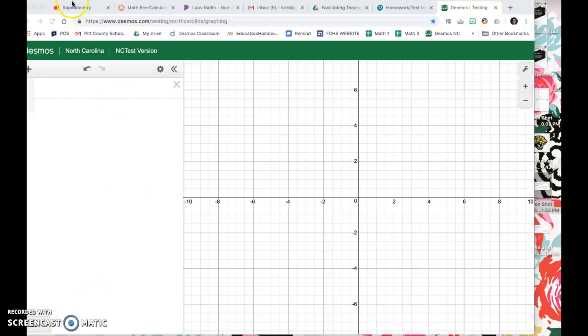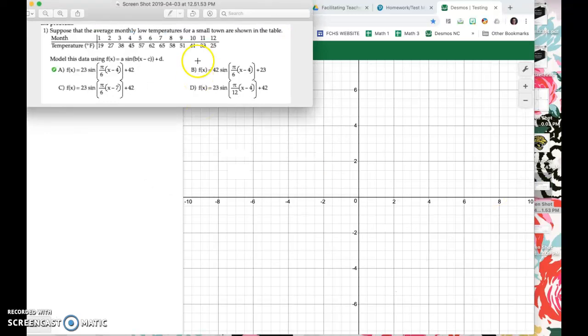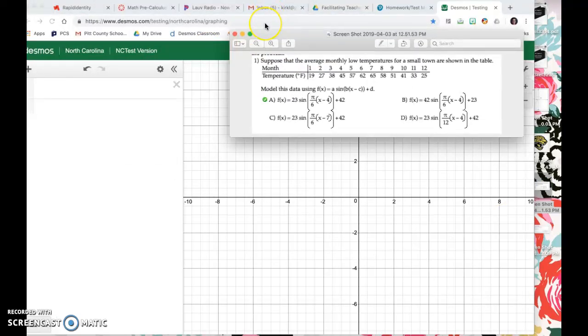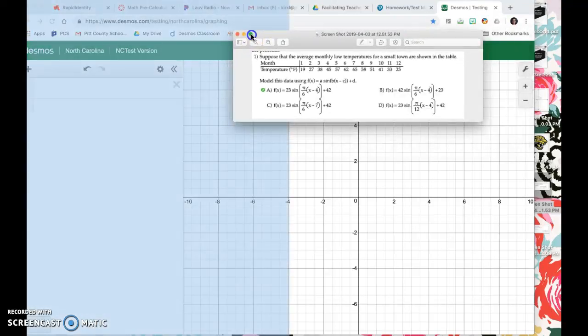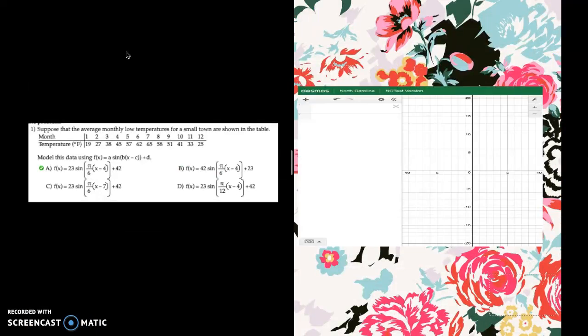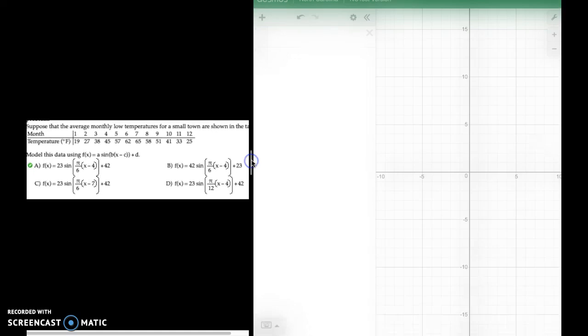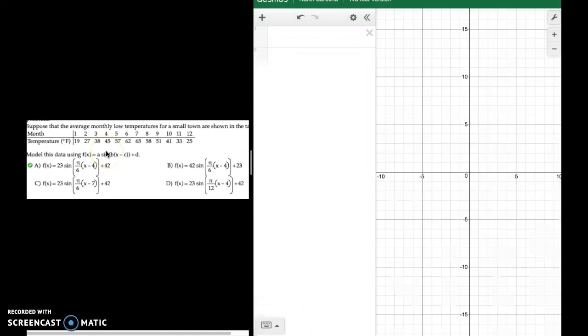I kind of wanted to give you just those tips on how to back your way into it. So I'm going to split screen this, and this is an example that you may see in the Math Excel. Basically, the best way to handle this is, it's giving you this data talking about the average monthly temperature, and it's asking you which one best fits the model.